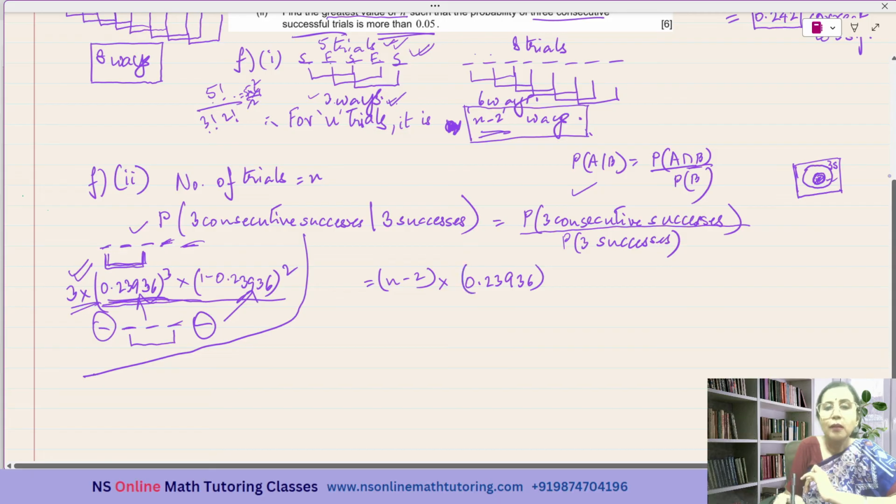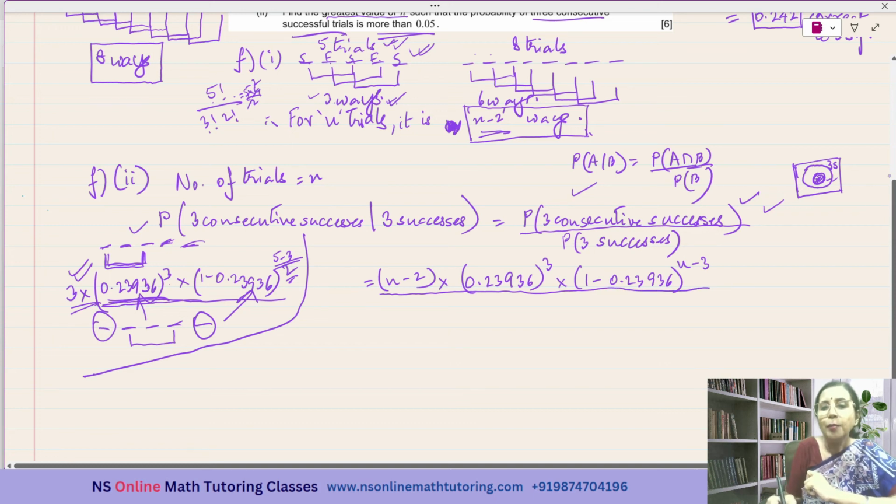0.23936 to the power of 3, because 3 successes. And how many failures are over here? I have taken 2 because 5 minus 3 is 2. This 2 I'm getting from this subtraction operation. For our case, when the number of trials is n, it will be n minus 3. So the probability of failure is 1 minus 0.23936 to the power of n minus 3. Okay. So this is the numerator. Fine.